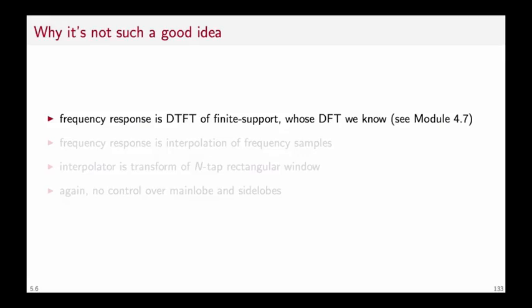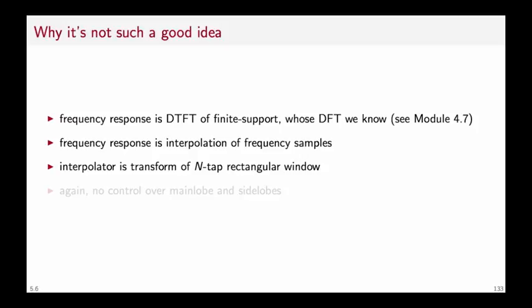So if we take the Fourier transform now, so the DTFT of the finite support filter, well, what do we get? We need to convert the DFT representation to the DTFT representation. We know how to do that. We studied that in detail in module 4.7. And we know that the frequency response will be the interpolation in frequency of the frequency samples that we took in the first step. The interpolator turns out to be, once again, the transform of an M-tap rectangular window. So we're not really escaping from the indicator function that we used in the impulse truncation method.